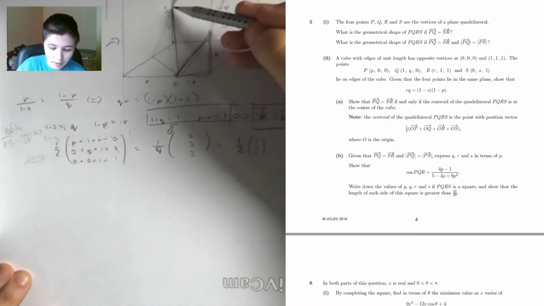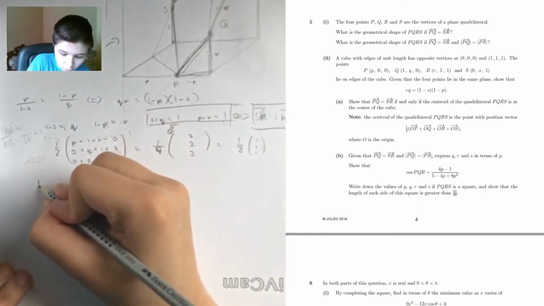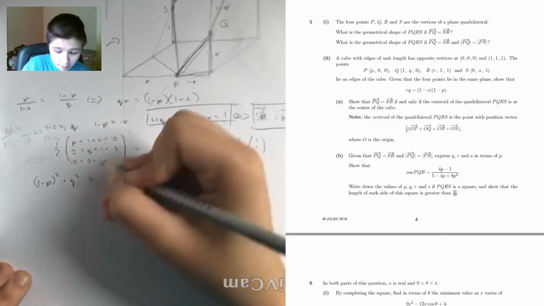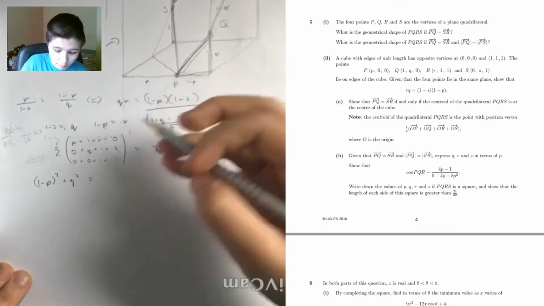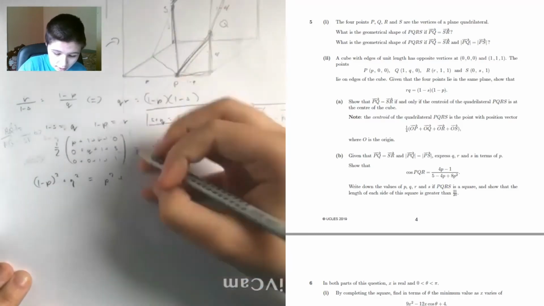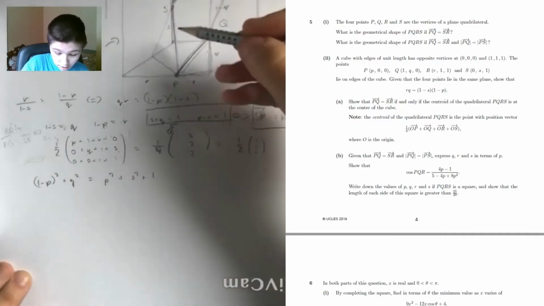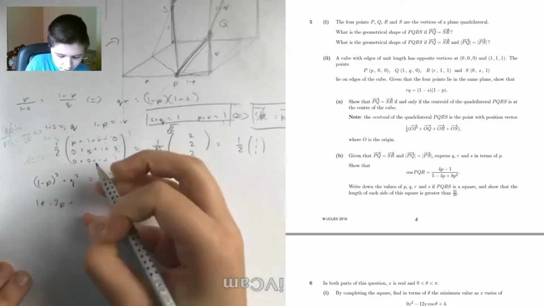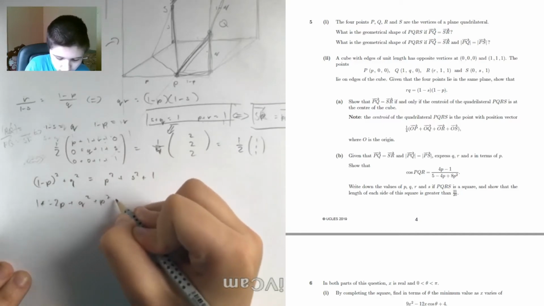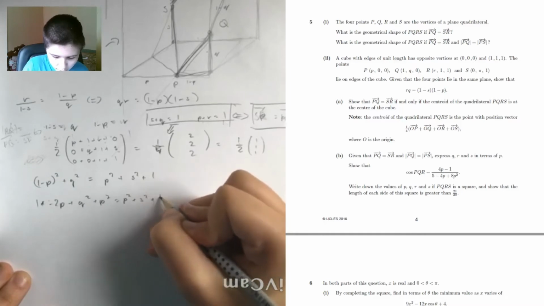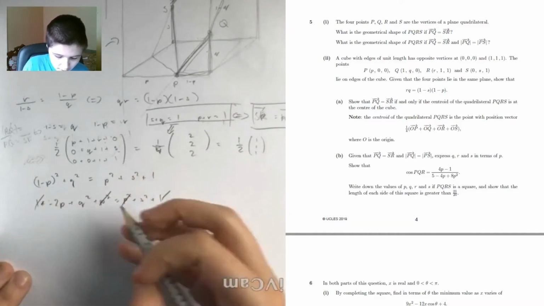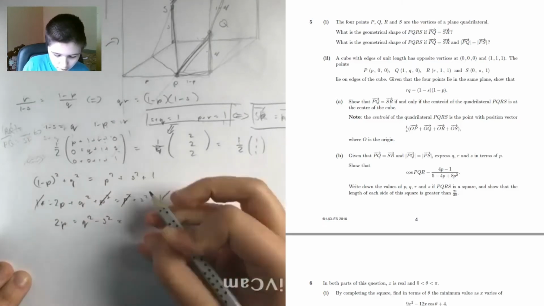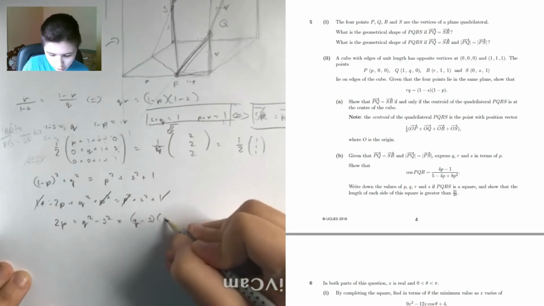Then we have PQ is equal to PS, so calculating PQ, that's just 1 minus P squared plus Q squared, is equal to this value, which is P squared plus S squared plus 1 squared, giving me 1 minus 2P plus Q squared plus P squared is equal to P squared plus S squared plus 1. Cancelling the 1s and the P squared, we get 2P is equal to Q squared minus S squared, which is equal to Q minus S times Q plus S.